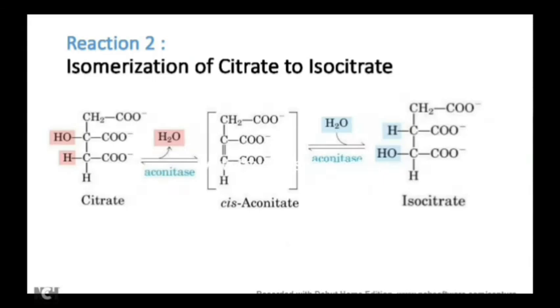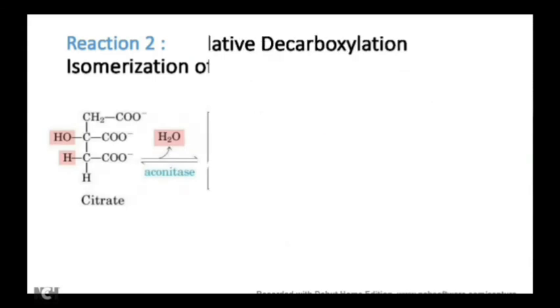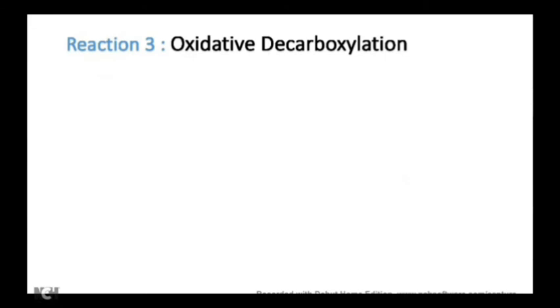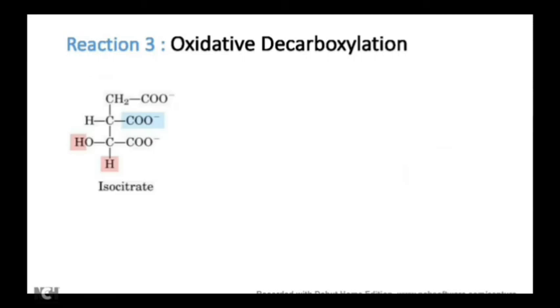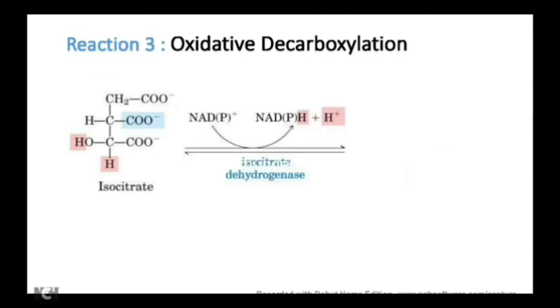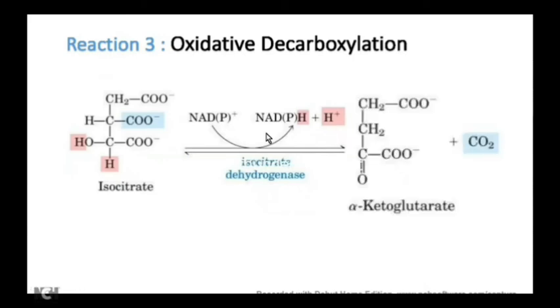Okay, so we go to the third reaction. It's oxidative decarboxylation. So that's isocitrate. It will be oxidized and decarboxylated. The enzyme is isocitrate dehydrogenase. NAD is being reduced and alpha-ketoglutarate is being produced plus carbon dioxide. So that's the third reaction.